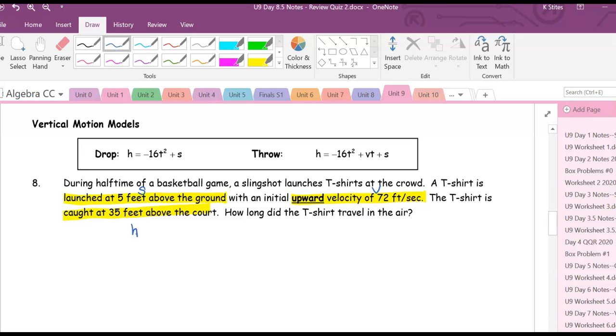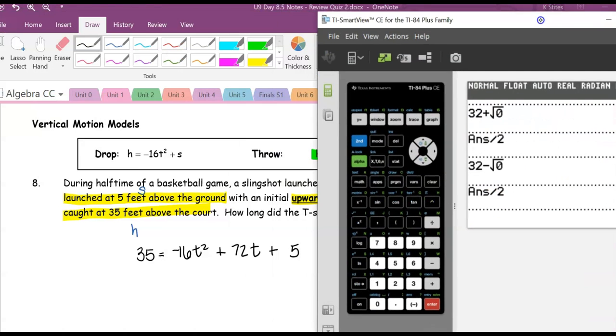All right, so since this has velocity, we're going to use this formula right here. Your h value is 35 equals negative 16t squared plus v velocity is 72. Don't forget that it has a t as well, plus your starting height is 5. And now this is something that we're just going to go ahead and graph.